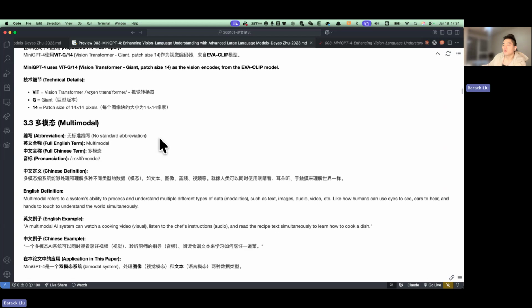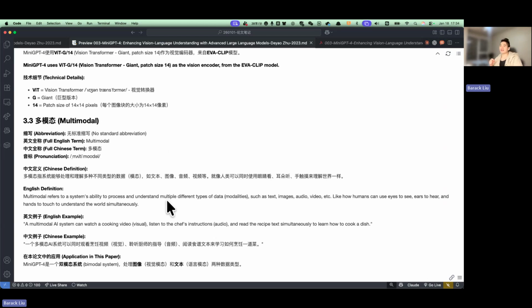Multimodal. Multimodal refers to a system's ability to process and understand multiple different types of data.